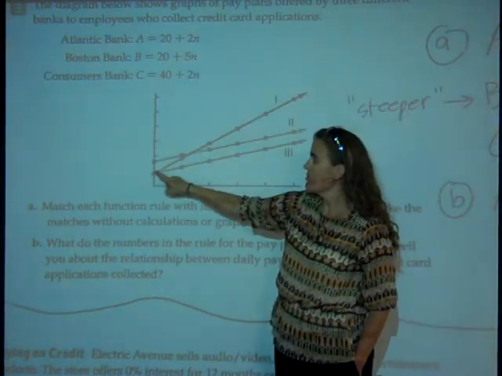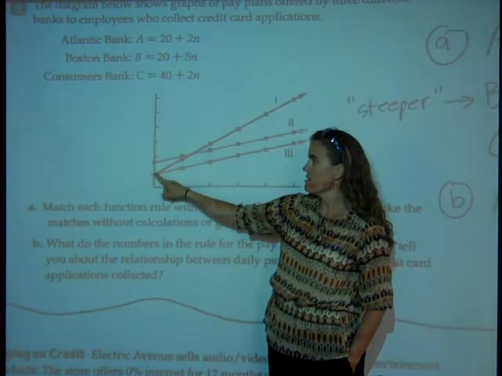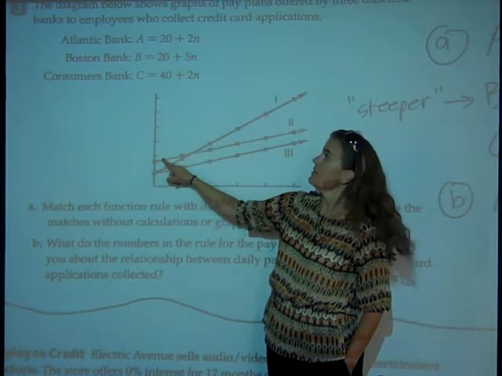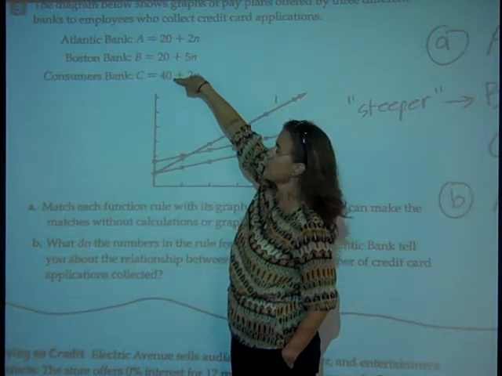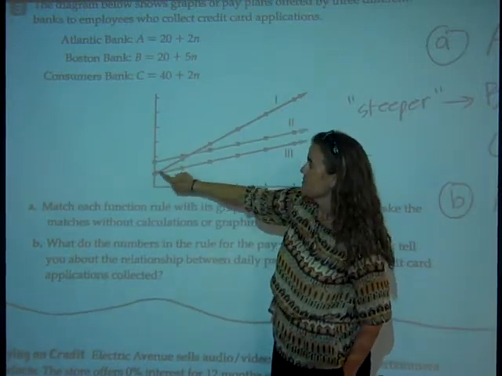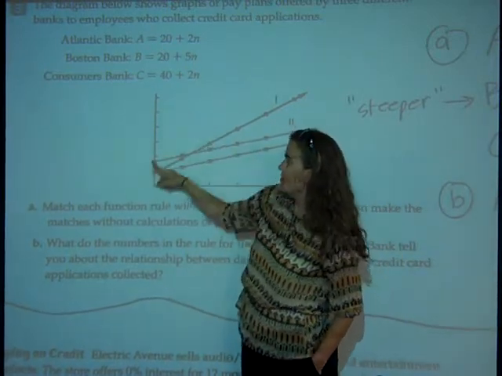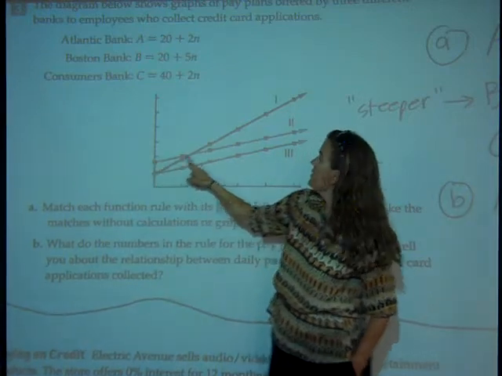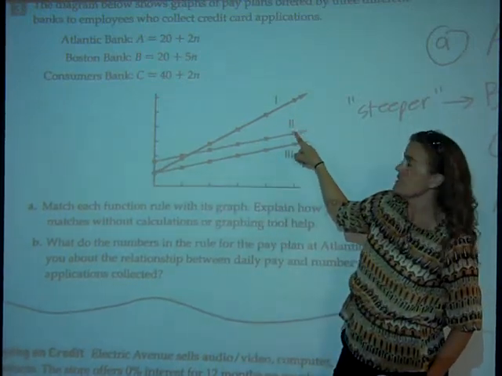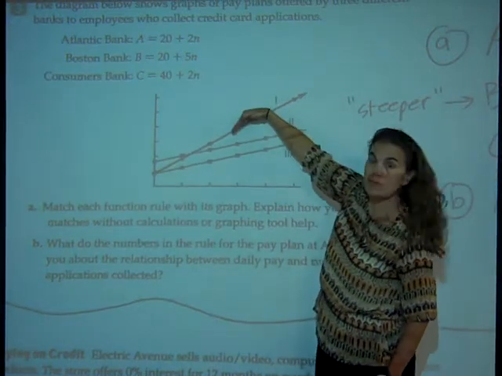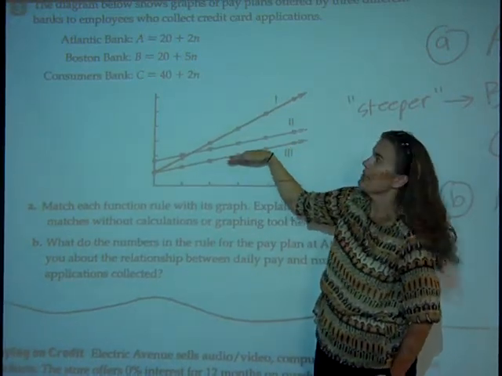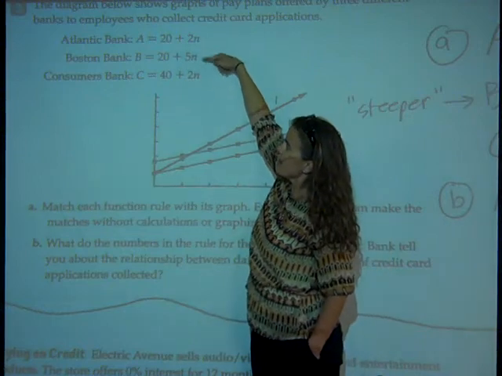Okay? Hopefully you should have noticed that 2 of the lines started right here, and only 1 of the lines started here. Okay? And that will be the constant. So because these 2 shared a 20 and this one had a 40, you know that these 2 had to be the one with the 20, and that this one had to be the 40. So I know that number 2 should have been letter C. And then it's a matter of figuring out which one was the steeper line and which line wasn't as steep. Okay? And that goes back up to Atlantic Bank and Boston Bank.